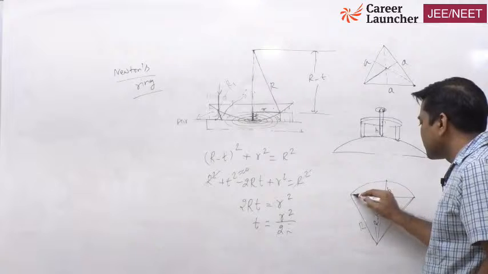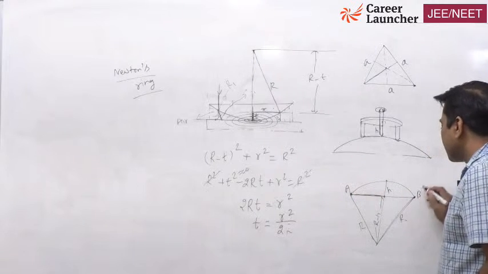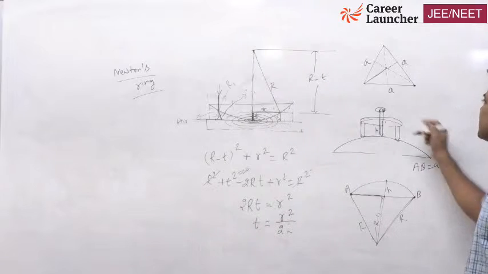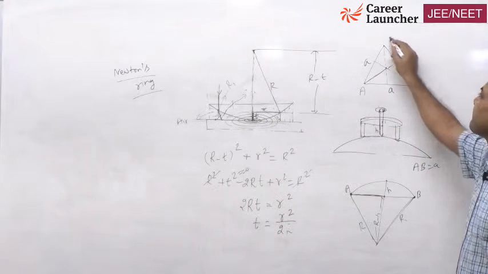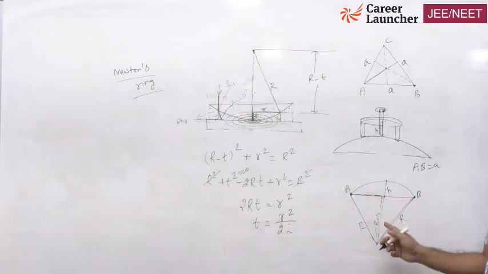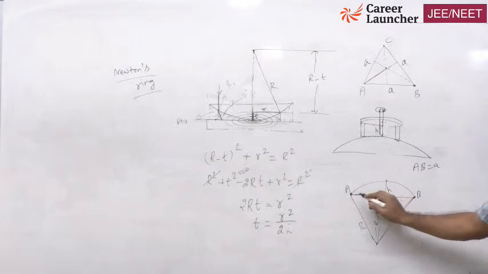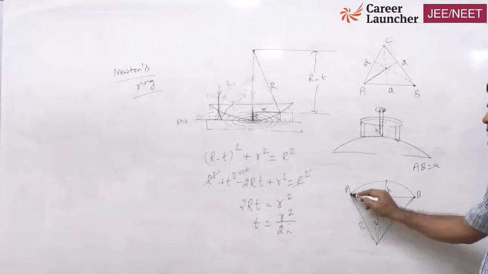This is the distance between two legs, say A and B, where AB equals A. Here I have marked ABC. Now, how do we get that? You know how to solve this. Once you know the value of this, the question is solved.